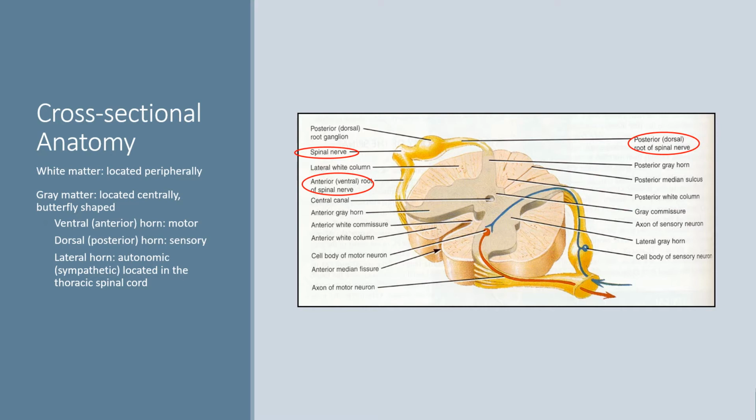And in general, the pattern you're going to realize is that anything dorsal in the spinal cord is sensory, anything ventral in the spinal cord is motor.